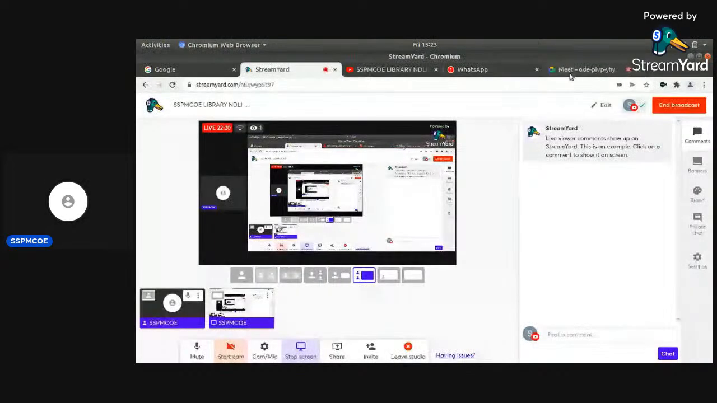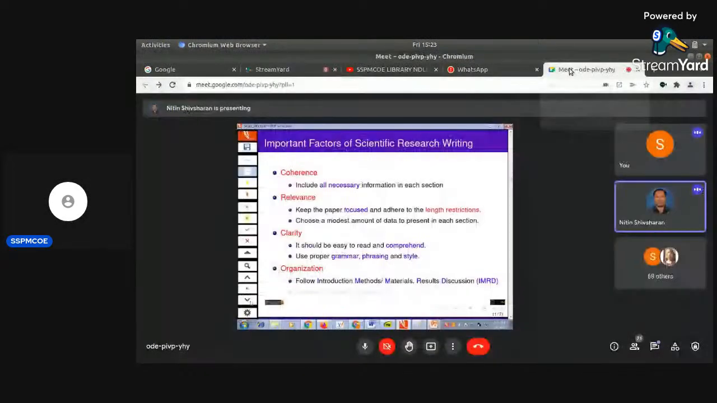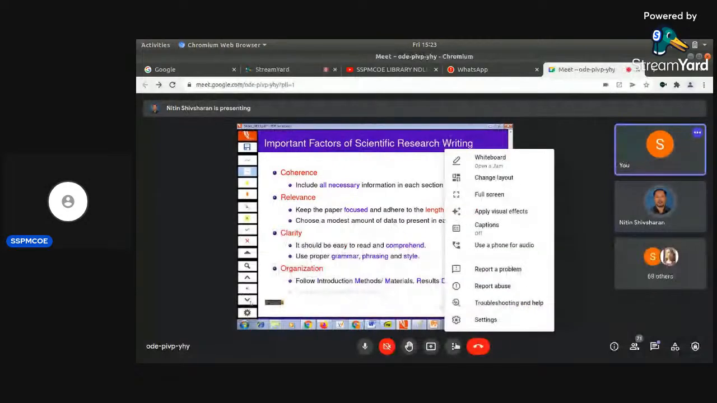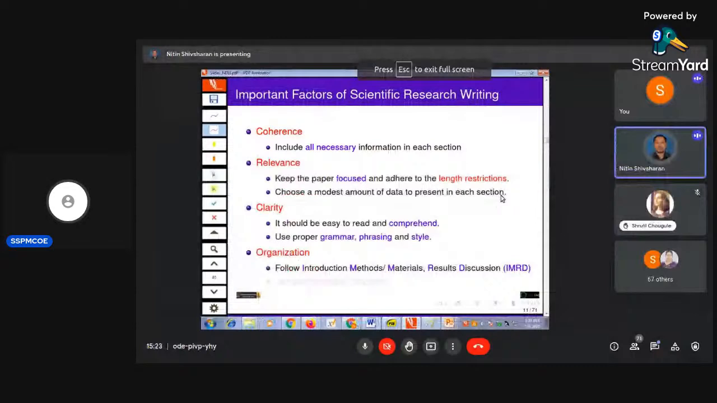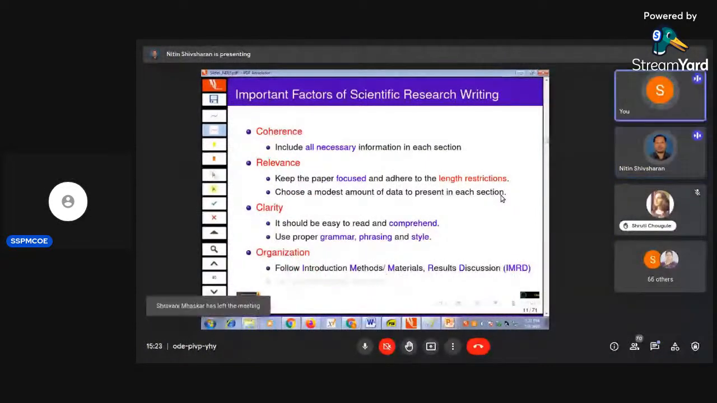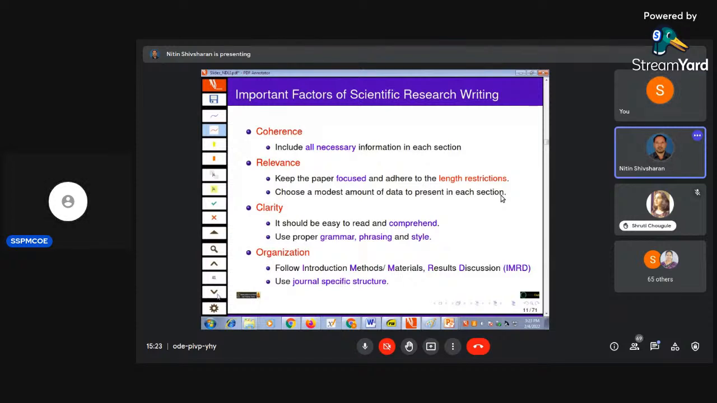Next, organization of the research paper. Follow the sections in the research paper composition, that is introduction, methods or materials, results, discussion. This is called the IMRD format. Any research paper can be represented like this, IMRD, or some journals give specific guidelines about these sections of the research paper.